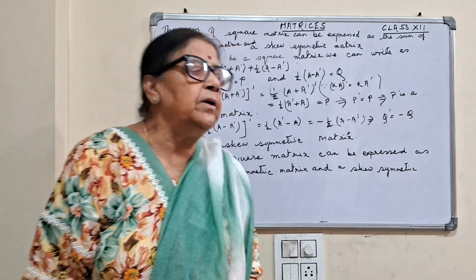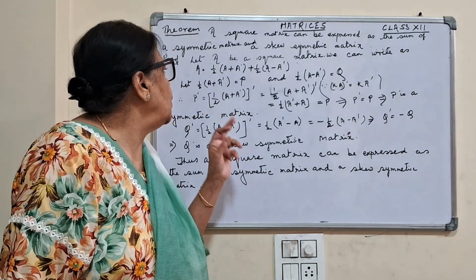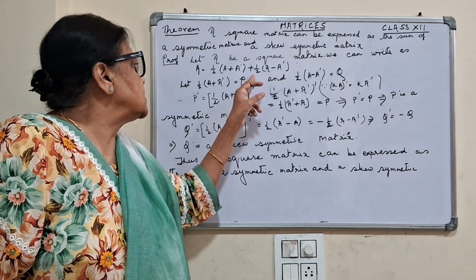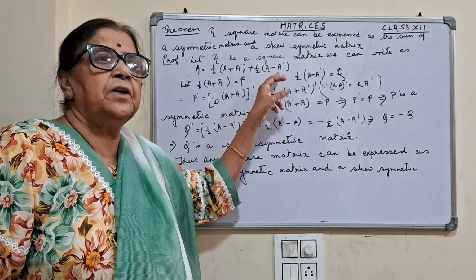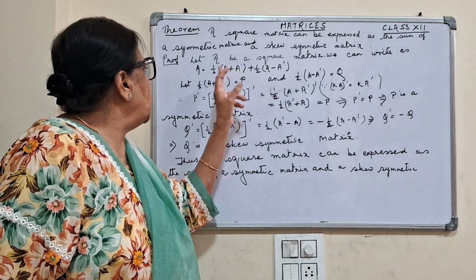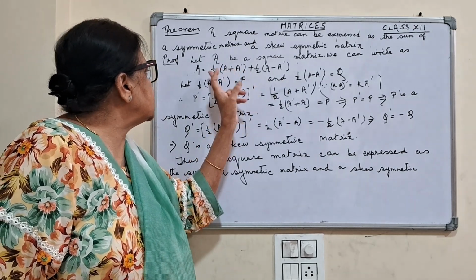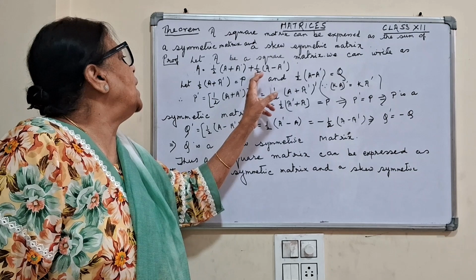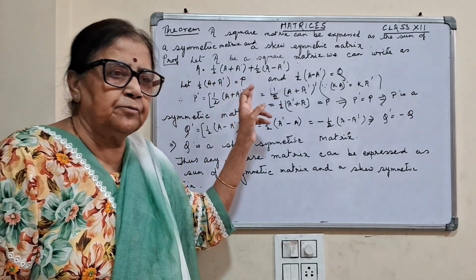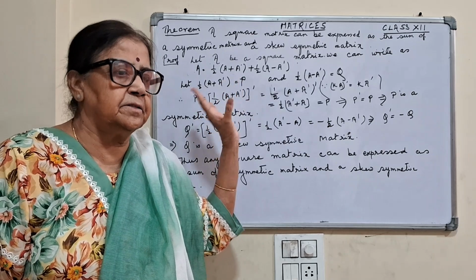So I can write A is equal to half of A plus A transpose plus half of A minus A transpose. Now you add this: plus half A transpose and minus half A transpose will be cancelled, and half A plus half A is A. The resultant is the same.